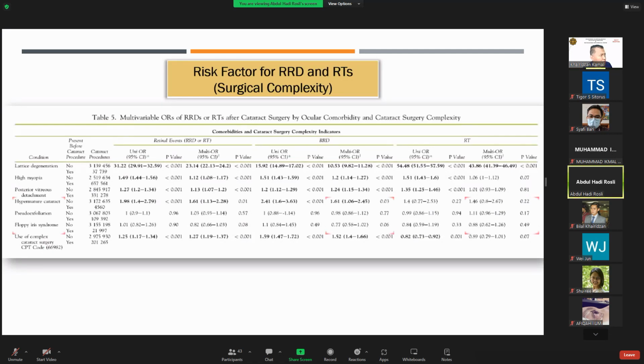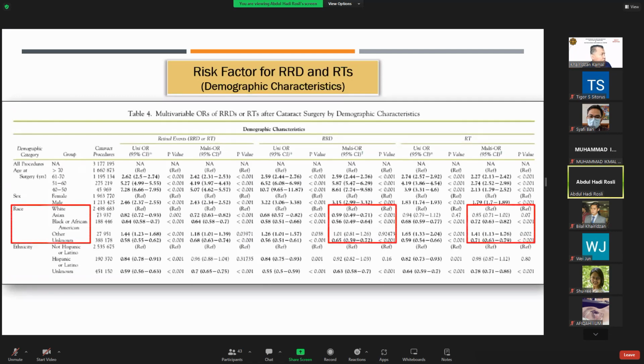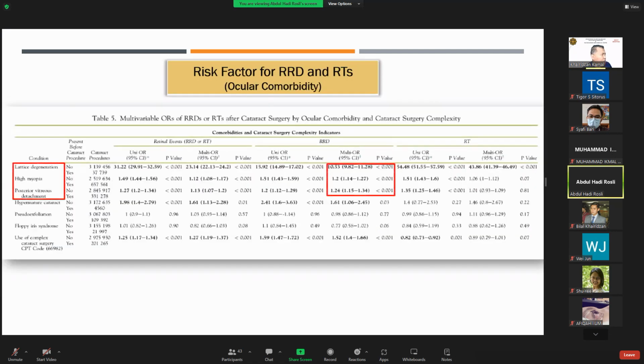Sorry, Prof. The risk factor, yeah, sorry. Okay. For the high myopia, okay, 1.2. When they compare, this is the risk factor that they analyze.